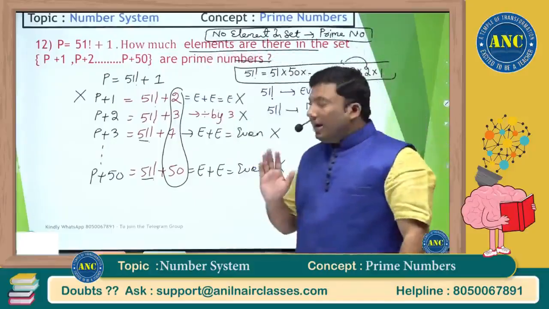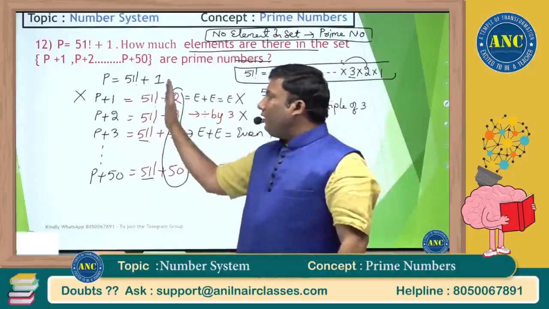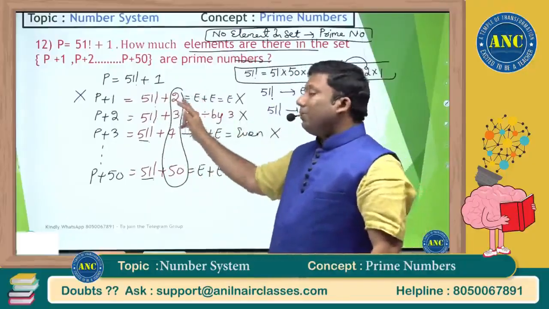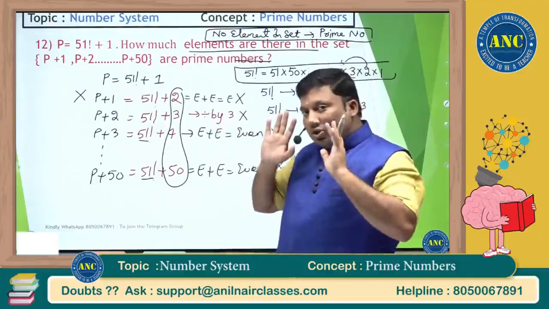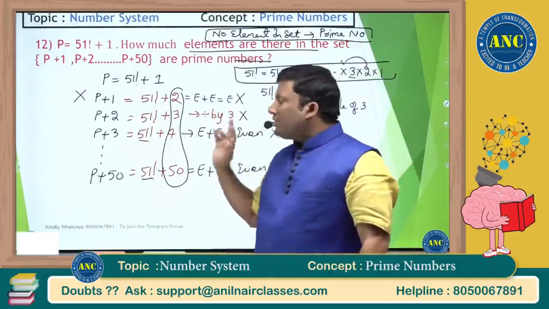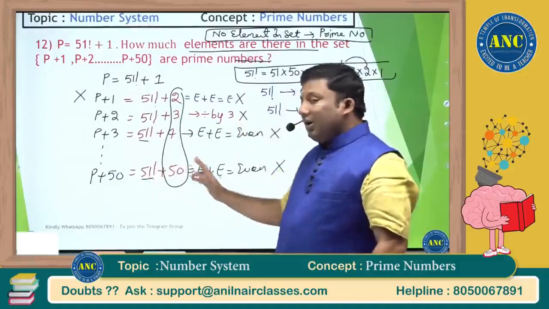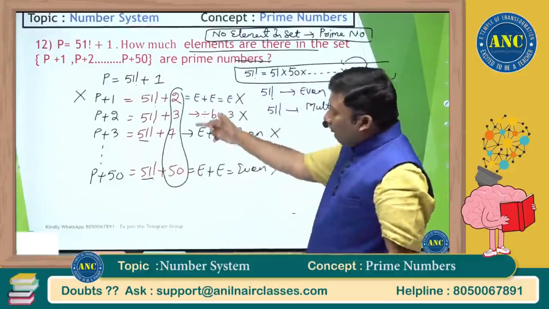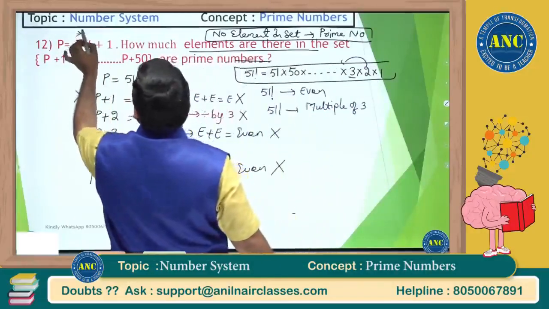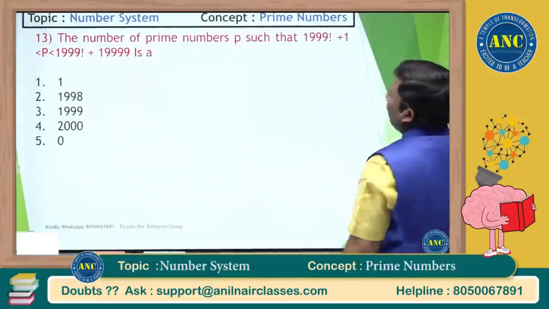Is the idea clear? Again I am explaining. P is 51 factorial plus 1. P plus 1 is 51 factorial plus 2. 51 factorial is an even number, 2 is an even number, and even plus even is an even number. Other than 2, there is no even number which is prime. 51 factorial is divisible by 3, plus 3, so the answer should be divisible by 3. Not possible. Even number plus even number, the answer is an even number. 2, 3, 4 till 50 are a part of 51 factorial. Put a star mark on this question. No element in the set is a prime number.